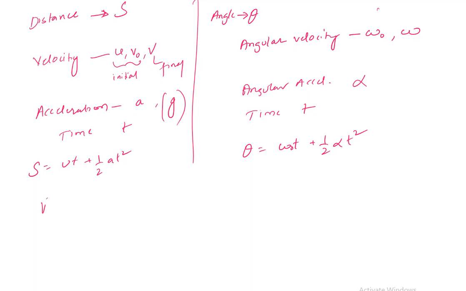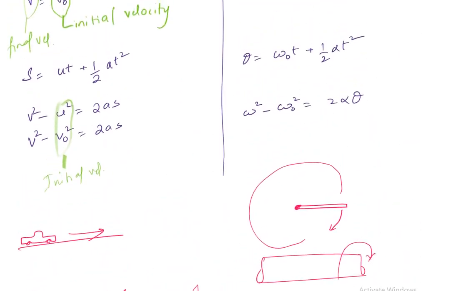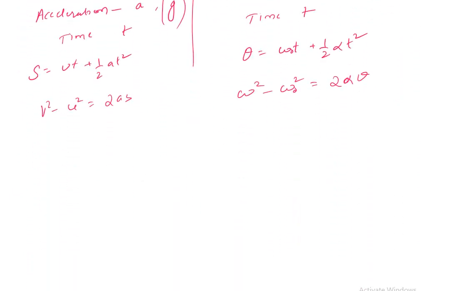Okay, v square minus u square is 2as. Omega square minus omega naught square is 2 alpha theta. Sorry, 2 alpha theta. And then v equals u plus at, omega equals omega naught plus alpha t. So these are the formulas.